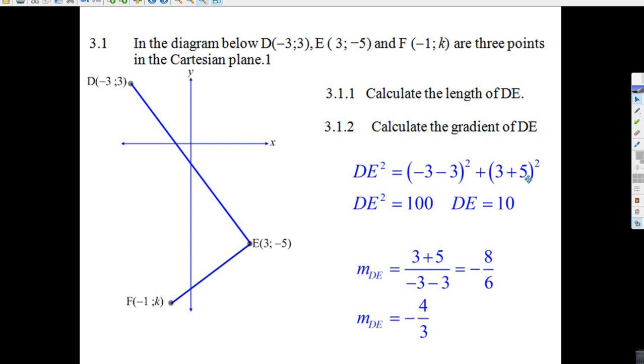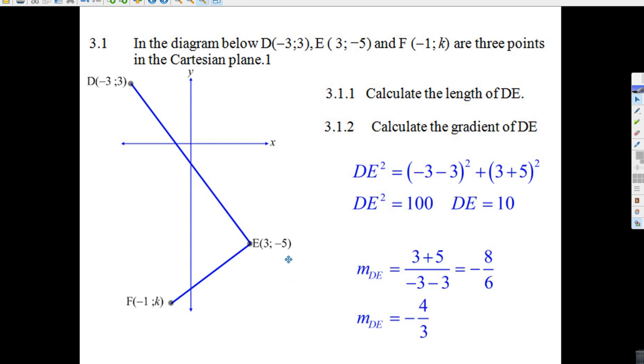Well, we just use the distance formula. DE, the distance squared, is you subtract the x coordinates, minus 3 squared, and you subtract the y coordinates, 3 minus 5, it's 3 plus 5 squared. Well, that's going to be 8 squared, that's minus 6 squared, 36 and 64, that's 100, and the square root is 10, so the distance is 10.